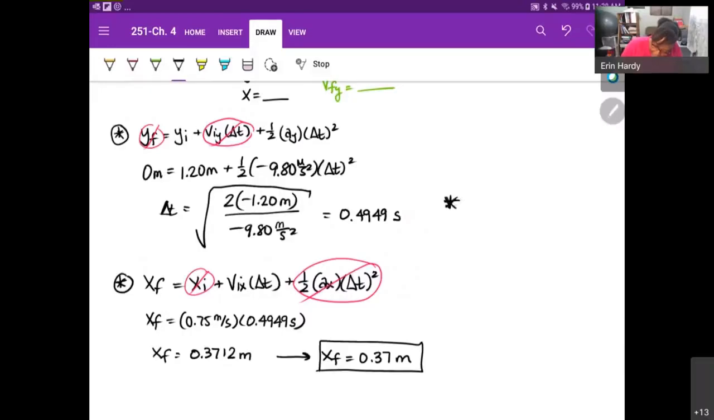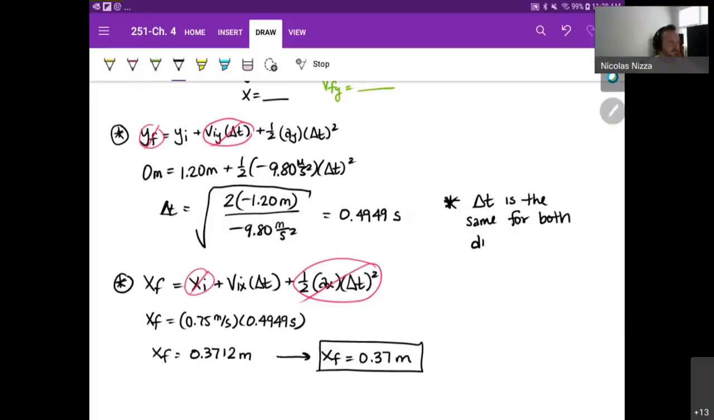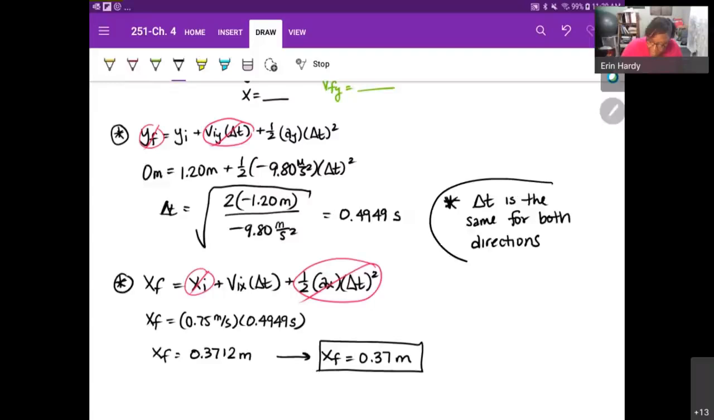And just a reminder here, delta t is the same for both directions. So you're right, we didn't need to find V final y. That's extra for this problem here. There are problems where you'll be asked how quickly something is moving as it hits the ground. Then just your next step would be to take your delta t and plug it into one of those velocity equations.